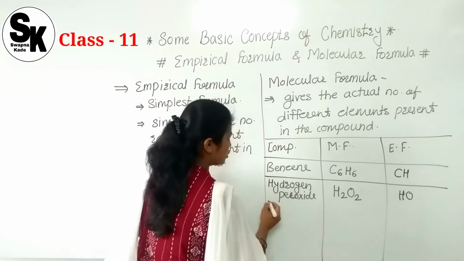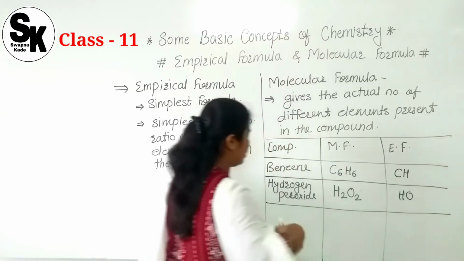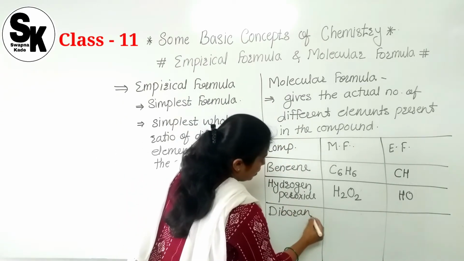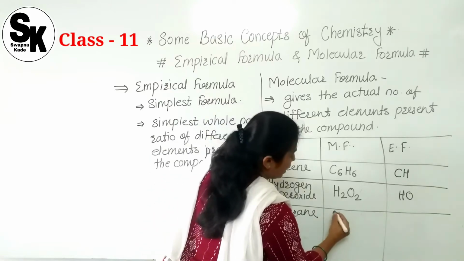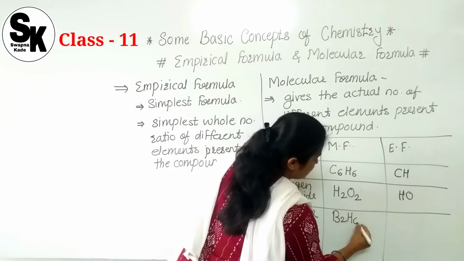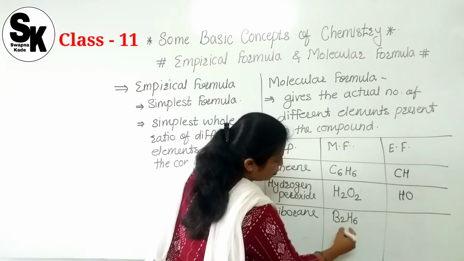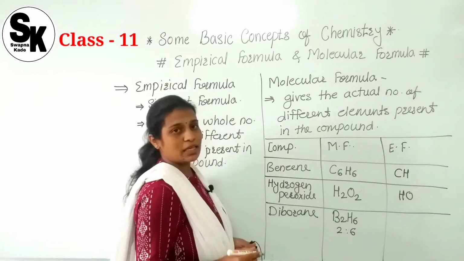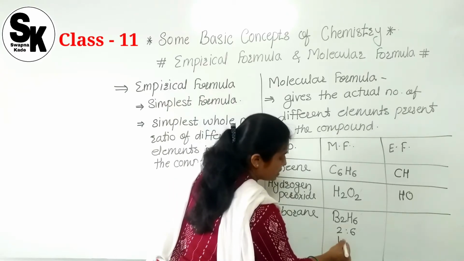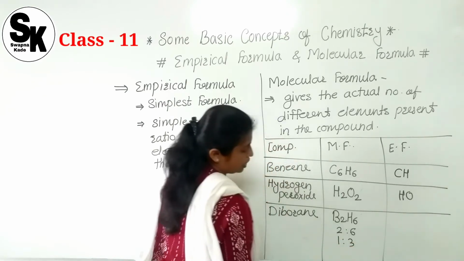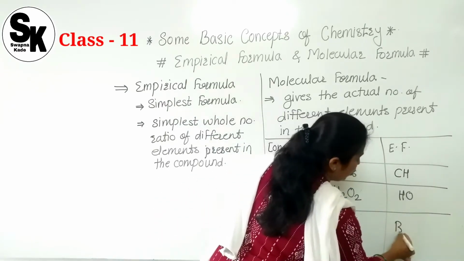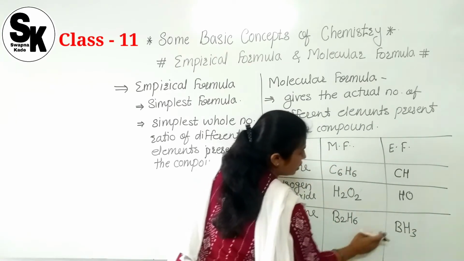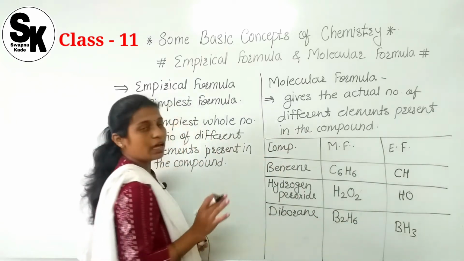Next example we will take is diborane. Its molecular formula is B2H6. Now if we consider their proportion, 2:6, that can also be written as the simplest ratio, 1:3, meaning 1 boron and 3 hydrogen. So this is the empirical formula of diborane.